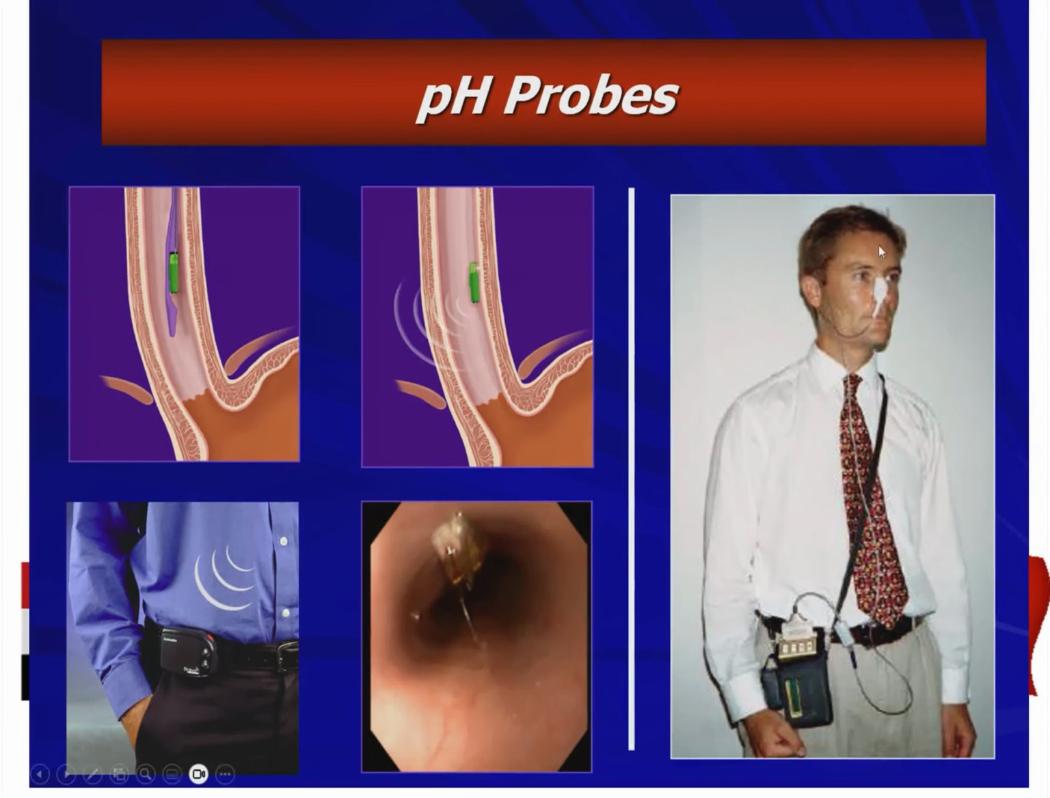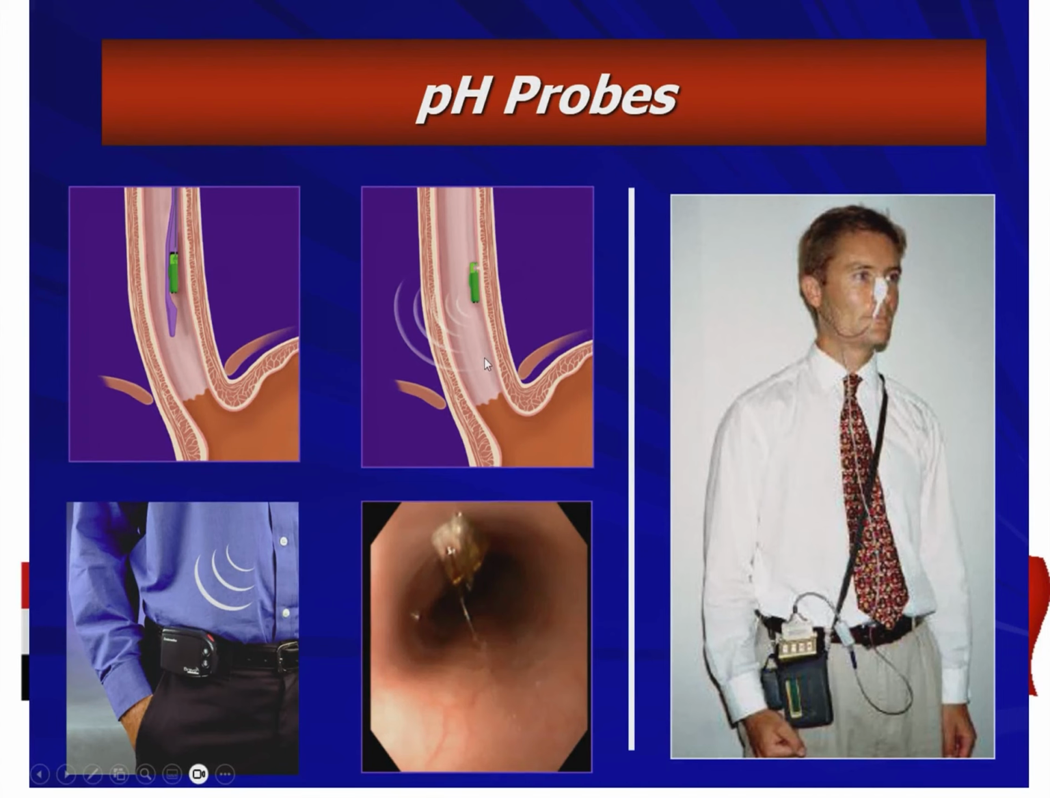The pH probe has two techniques, either the traditional transnasal catheter, as we can see in this picture, or the newer technique, which is called the Bravo capsule. The rationale of this technique is that this capsule or this catheter is located just about 5 centimeters from the LES, and it has a sensor which records two very important events.